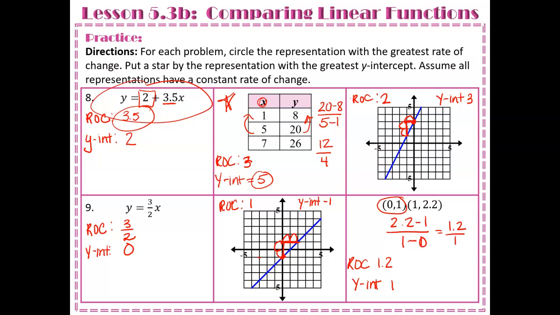So the greatest rate of change is this one, about 1.5. And the largest y-intercept, oh, this one is -1. This one is +1, so this is my star. Okay, one more.